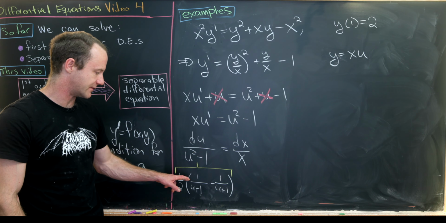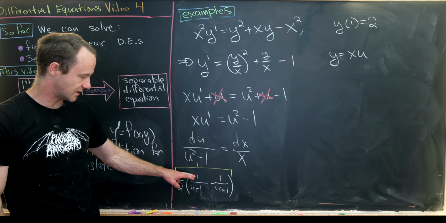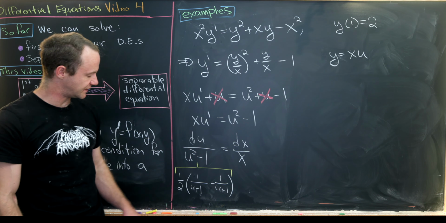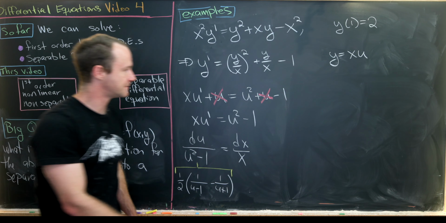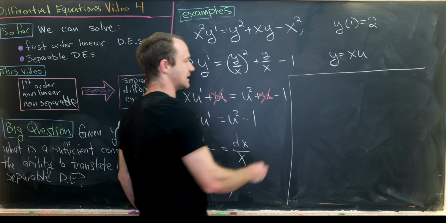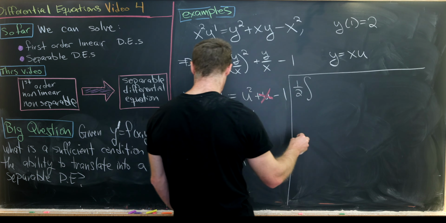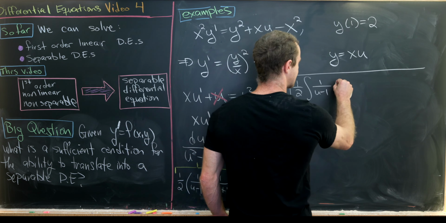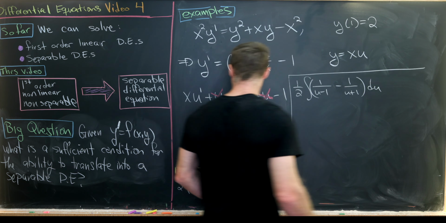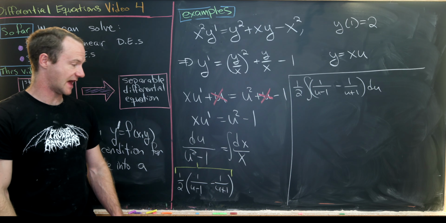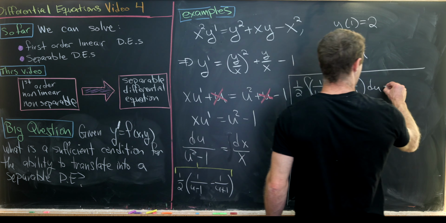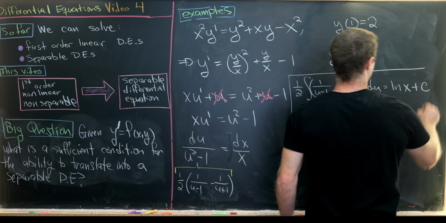If we were to give ourselves a common denominator, we would have a u plus 1 here. We would have a u minus 1 here. Doing that subtraction, we would get a 2 in the numerator. That cancels out with this 1/2. Okay, so now we can bring that over here and start to finish this thing off. So that means we have 1/2, and then the antiderivative of 1 over u minus 1 minus 1 over u plus 1 du is equal to the antiderivative of x dx. So the antiderivative of x dx will give us the natural log of x plus some constant.